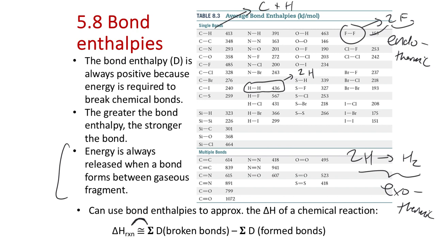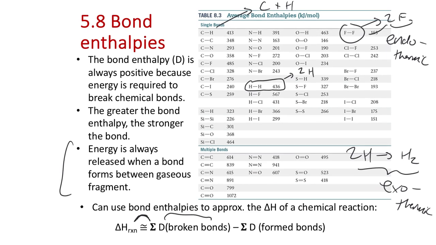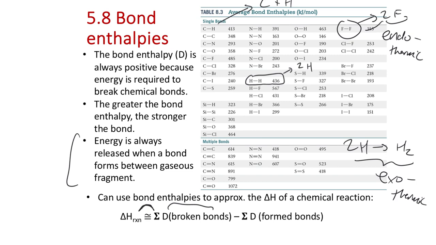So we can approximate the delta H of a reaction by the sum of all the bonds that have to be broken in the reactants, and we're going to sum the enthalpies of the bonds that are formed in the products. This might seem strange, that this is a delta where we're taking the reactants sum minus the product sum, but we'll see on the next couple of slides that this is a consequence of how Hess's law is working here.